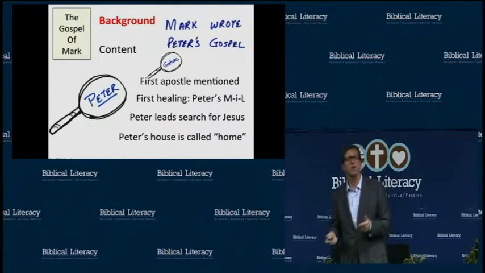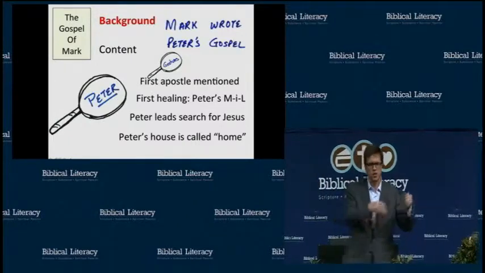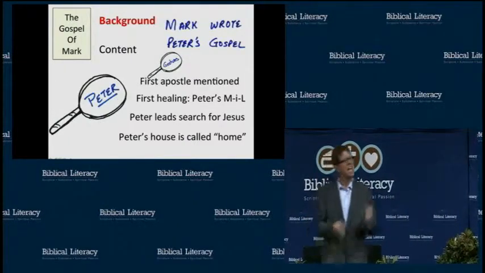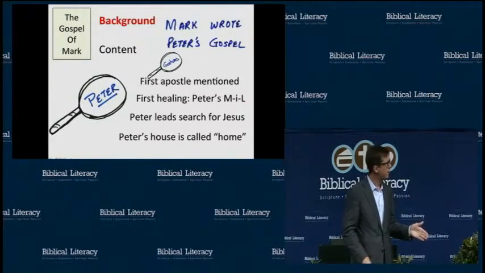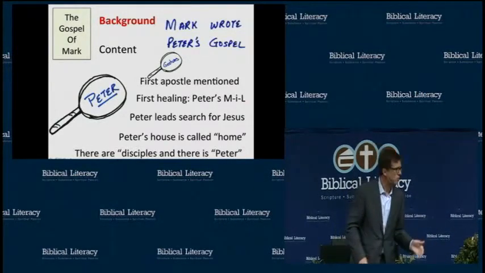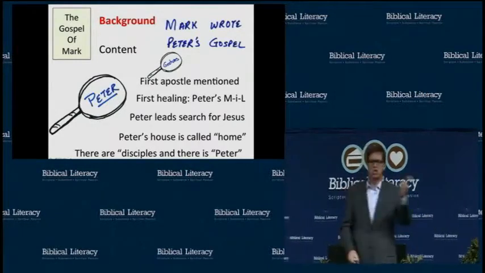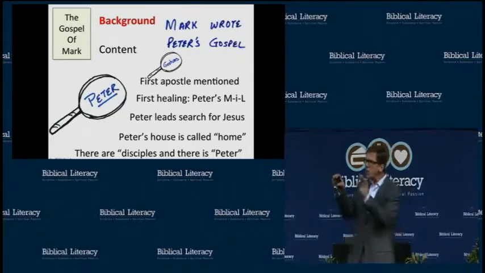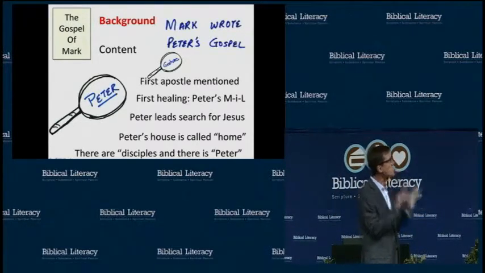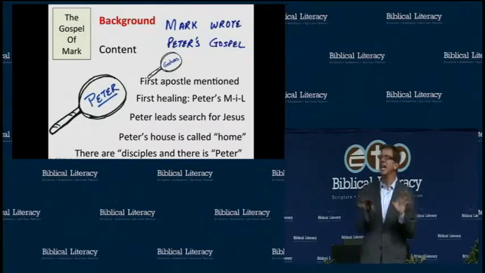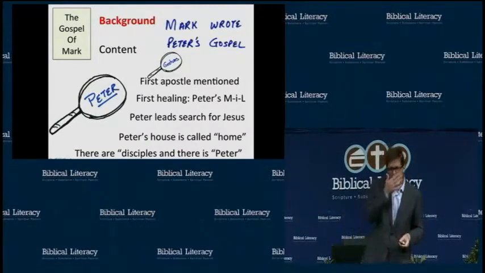Over and over and over, the events in the Gospel of Mark talk about the various disciples. The disciples do this, the disciples do that. Unless it's something that Peter did, and then it emphasizes Peter. Peter and the disciples. Or Peter, James and John. Or Peter, James and John and Andrew. So there's a real focus on Peter in the Gospel of Mark in ways that make it read very sensibly as Peter's eyewitness account that Mark has written up.